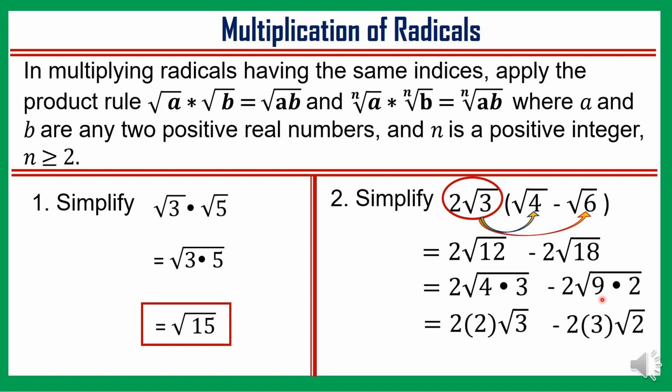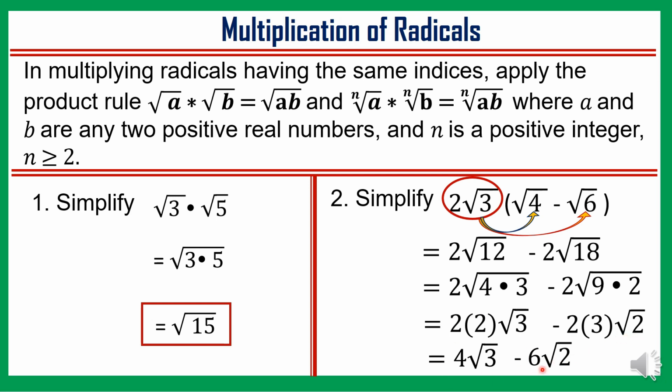Next, square root of 9, that is 3. Then, multiply din natin siya doon sa ating negative 2 at ang natira sa loob ng ating radical symbol is 2. After that, simplify natin by multiplying 2 times 2 magiging 4. Copy square root of 3, and then negative 2 times 3 is negative 6. Copy square root of 2.